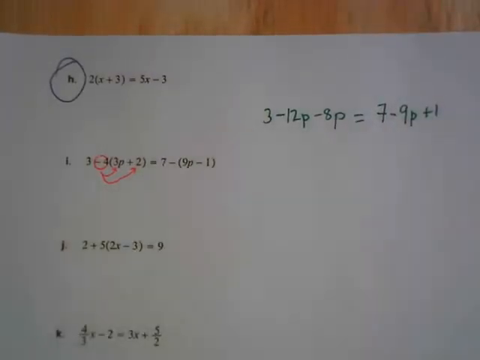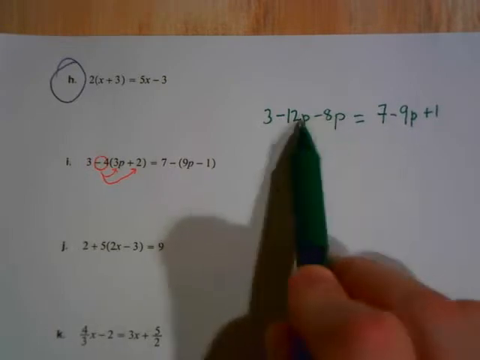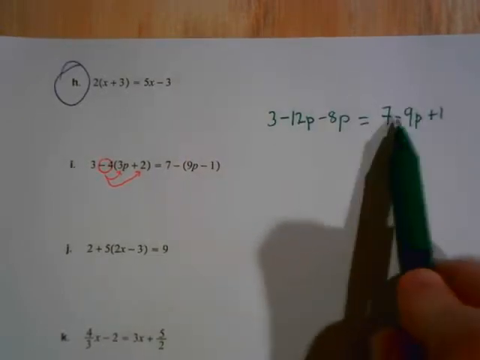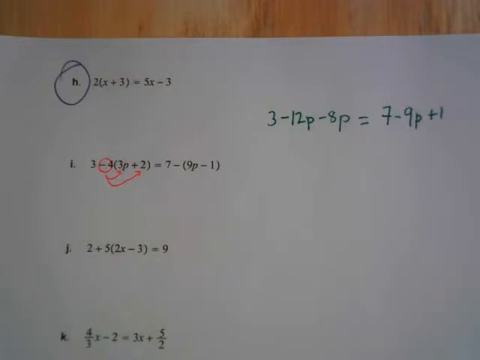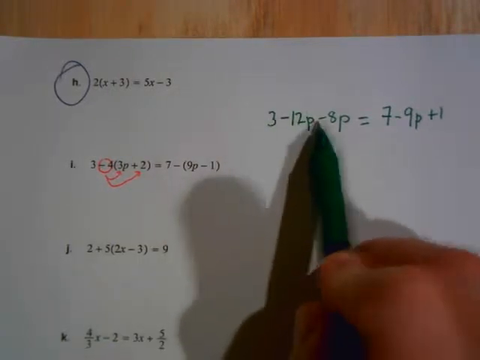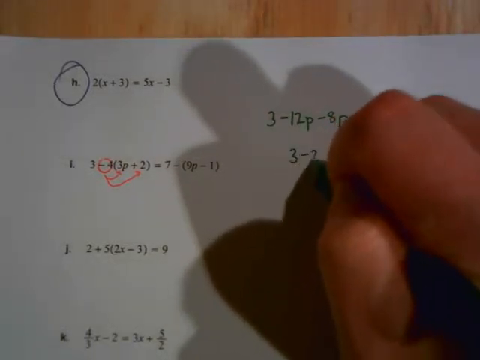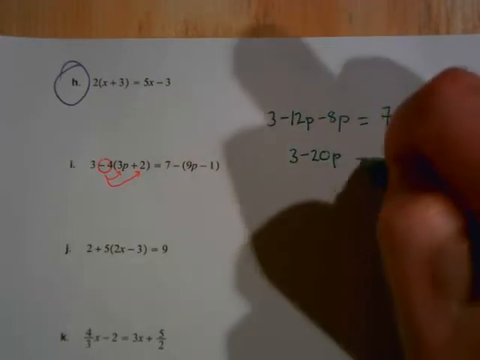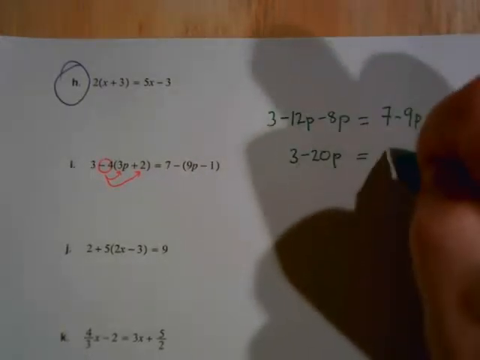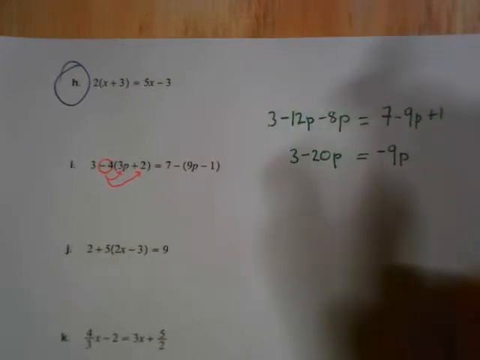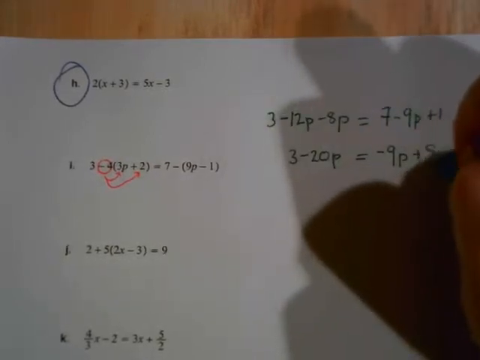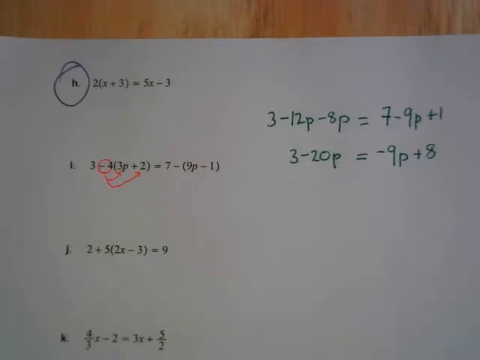All right, well, that's a good start, but not as far as we need to go. What I mean by that is, I notice I have like terms on this side of the equal, and I also have like terms on that side of the equal. I need to continue to clean up here. I'm going to do minus 12p minus 8p. That's going to be a minus 20p. I still have the 3 there, so 3 minus 20p equals, over here, I guess I'll write the minus 9p first, and then 7 plus 1, that's 8. All right, I have cleaned up the left hand side and the right hand side as much as I can.